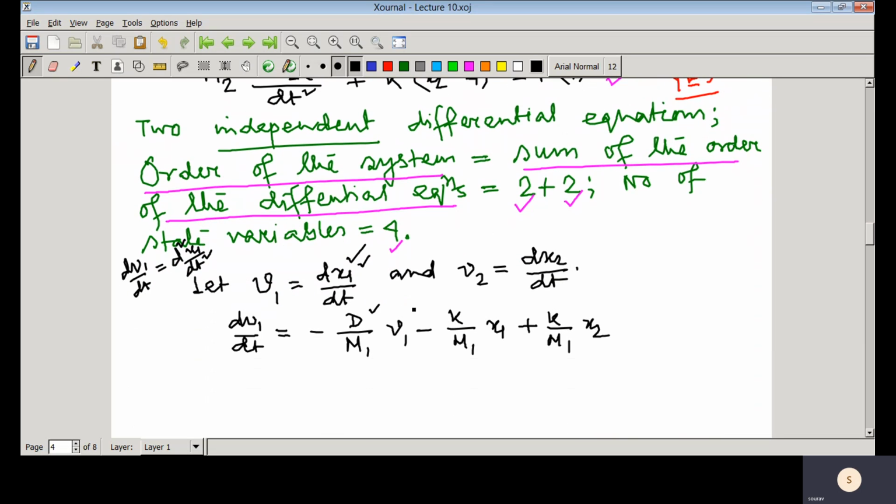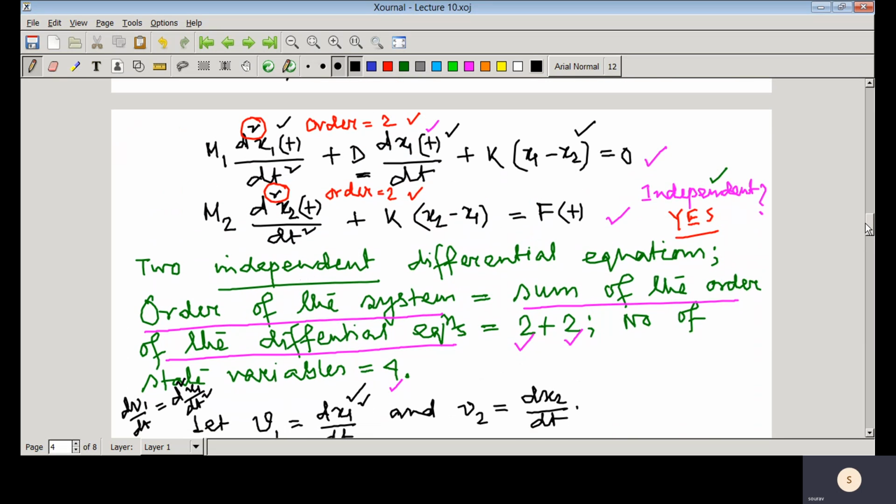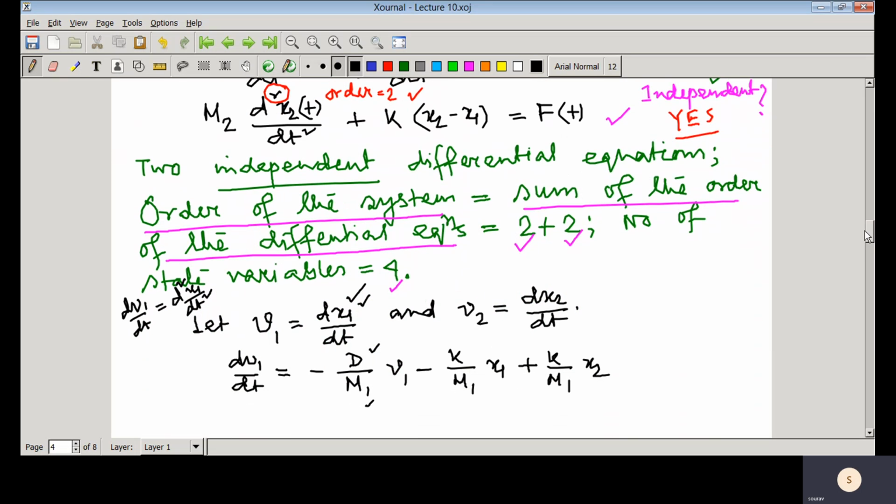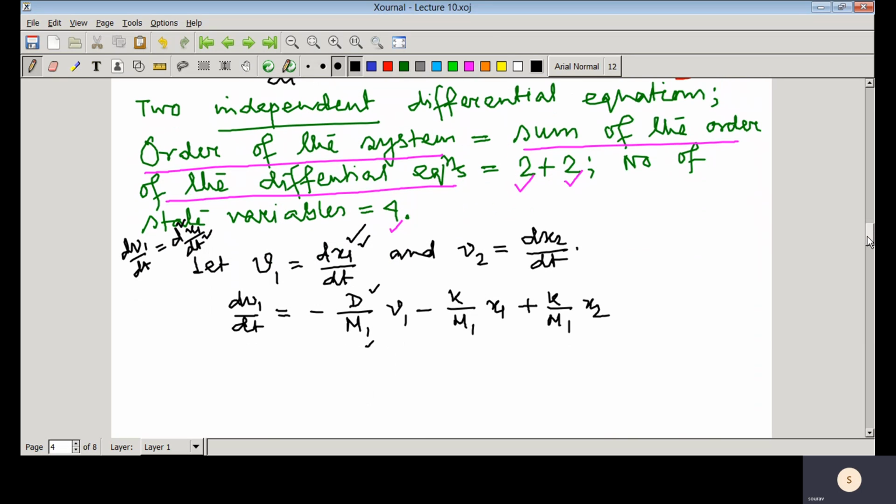So here you can see that minus dv1, and if you divide the whole terms by m1, that would be minus d by m1 v1. Similarly for the other term, you can see here that kx1, and here we have written minus kx1 divided by m1, and the other term is this thing. Similarly, the other equation can be represented as dv2 by dt equal to minus k by m2 x2 plus k by m2 x1 plus 1 by m2 ft.